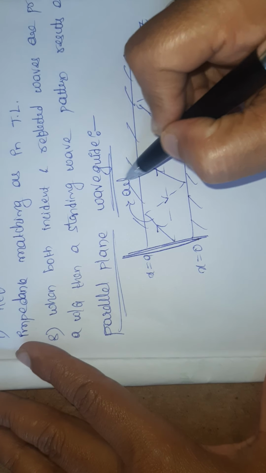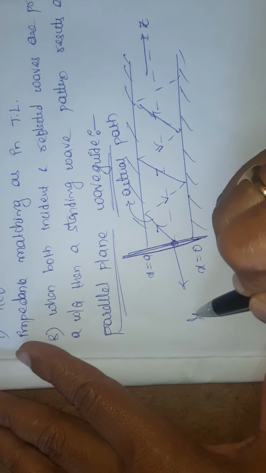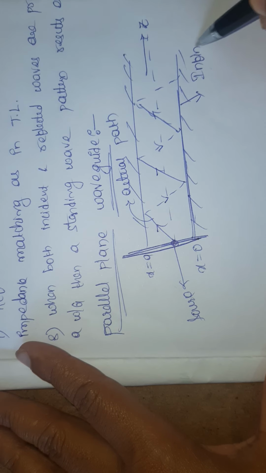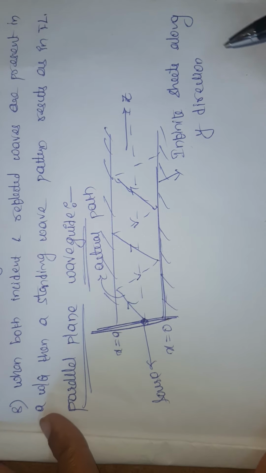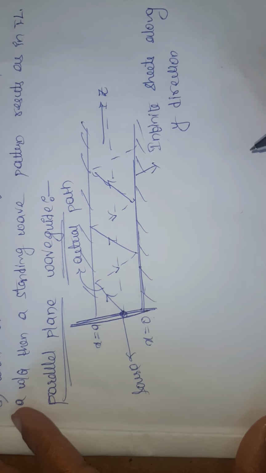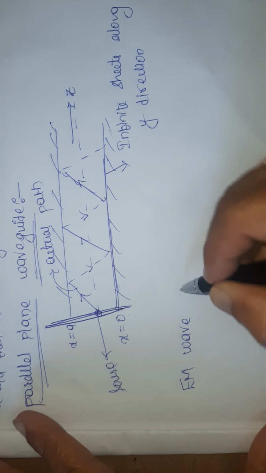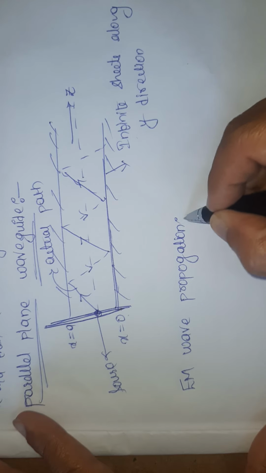So this is the actual path, this is the source, and these are infinite sheets along y direction. There is no restriction along y direction, only the waveform is restricted along x direction. So now we are going to see the electromagnetic wave, EM wave propagation, in parallel plane waveguide.